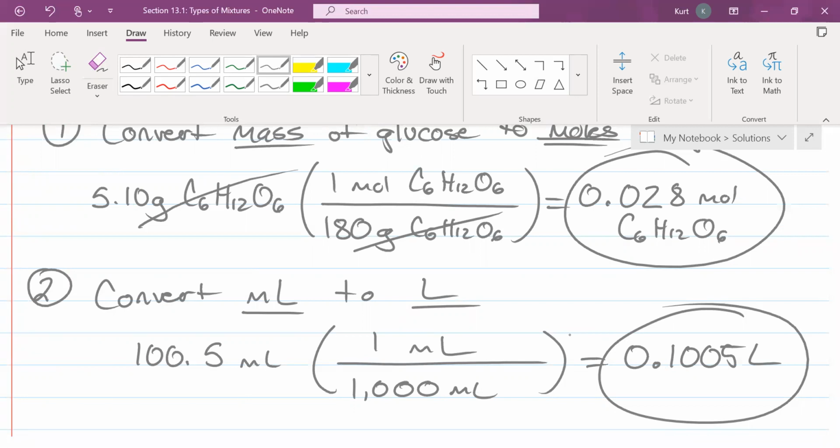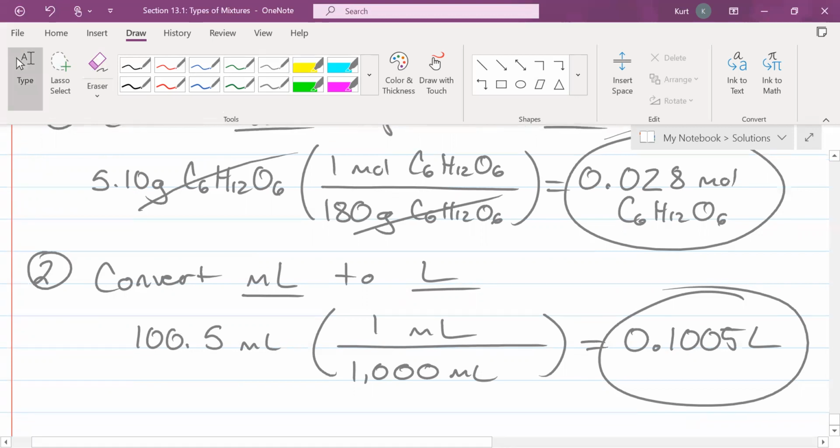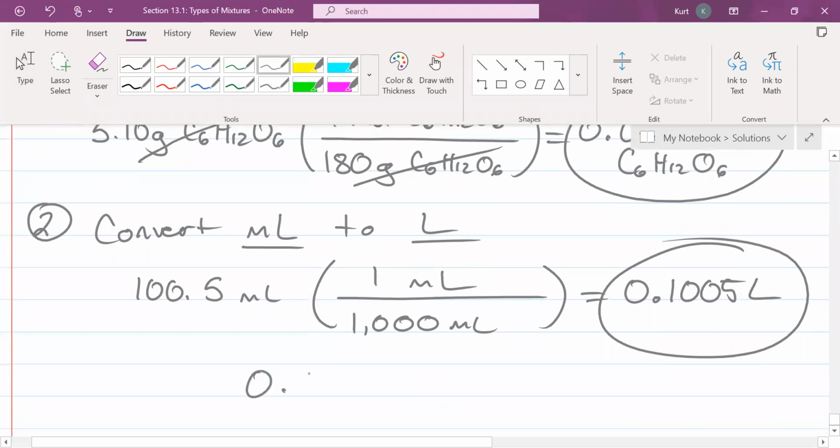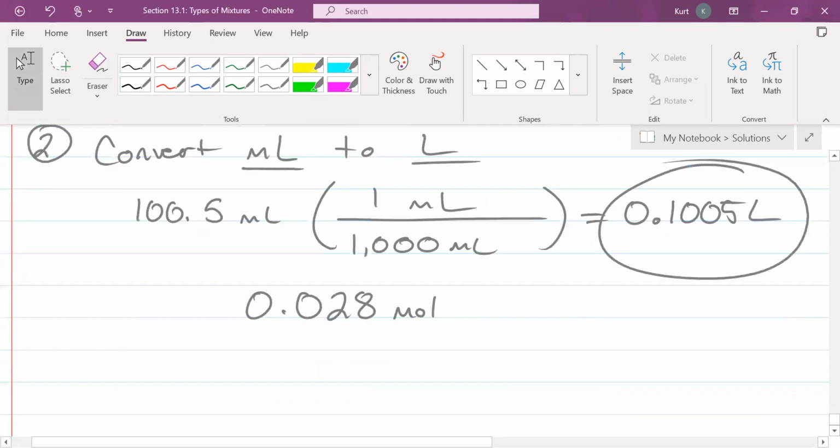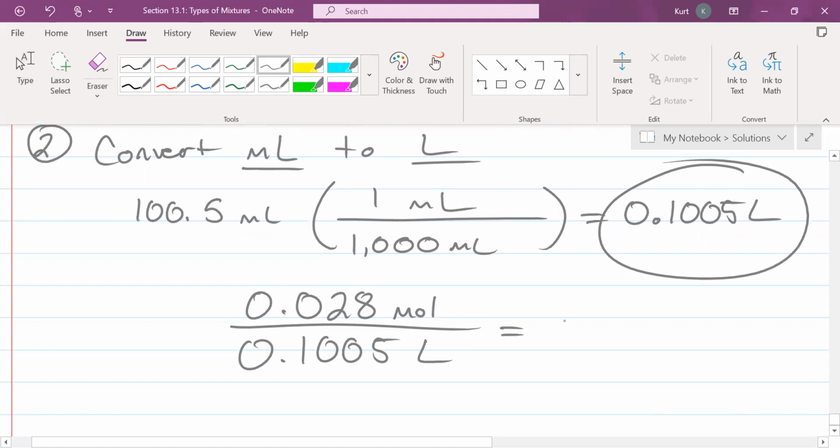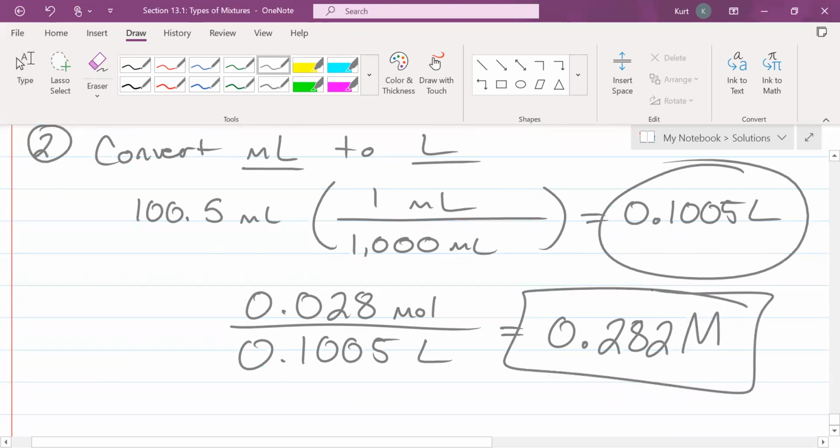Okay, Chem kids, do you have moles of your solute? Yes. Do you have liters of your solution? Now, yes. Just divide. 0.028 moles divided by 0.1005 liters. That should get you 0.282 molar. That is the answer.